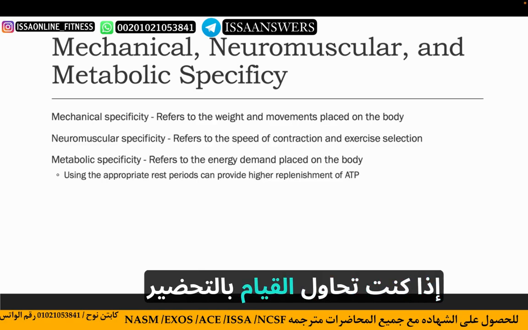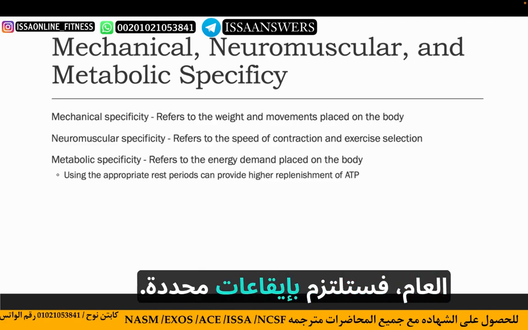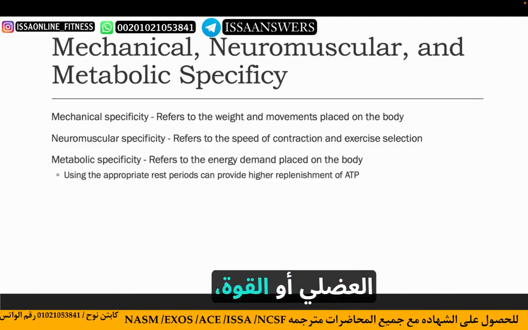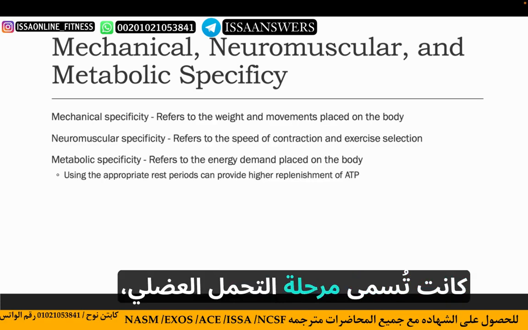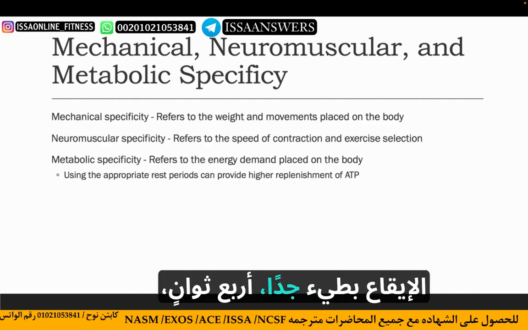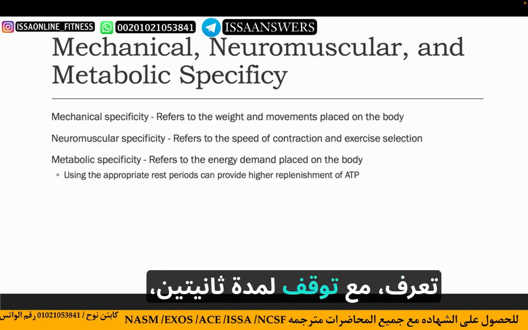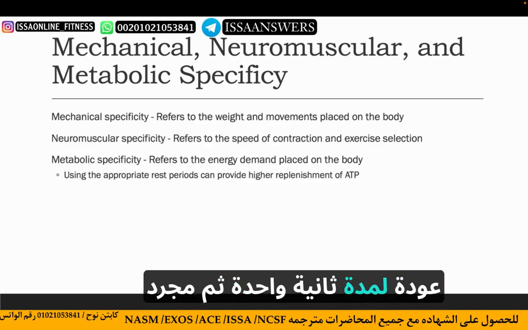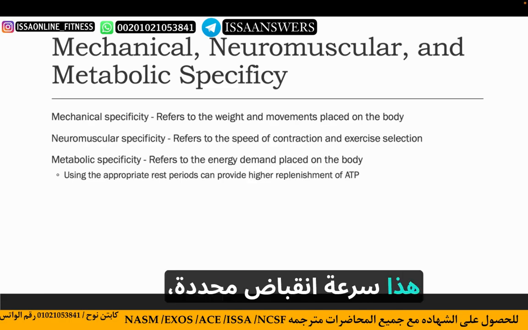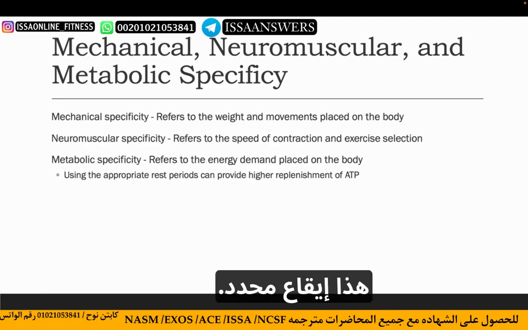If you're trying to do general preparation, then you're going to stick to specific tempos. I know that with the muscular endurance phase, it used to be called the muscular endurance phase, the strength endurance phase, with that, the tempo is very, very slow. 4 seconds, with a 2-second pause, a 1-second comeback, and then it's just a quick transition to the next part. So 4, 2, 1, 0. Right, that's a specific speed of contraction. That's a specific tempo.